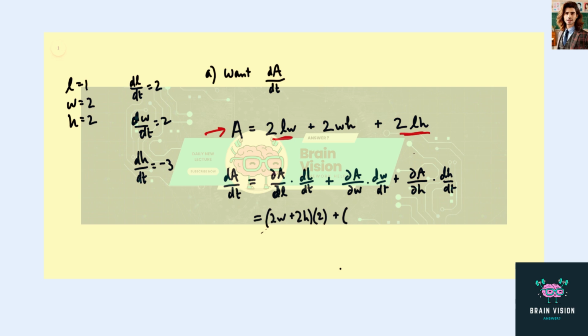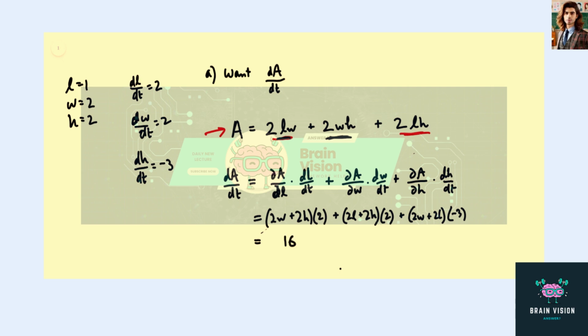With respect to W, this will feel much the same. First term gives us a derivative of 2L. Second term gives us a derivative of 2H. Third term is 0, since there's no W in it. dW/dt is given to us as 2. And finally, partial of A with respect to H. Nothing in the first term. We get 2W from the second term, and we get 2L from the third term, all times dH/dt, which is -3. So now plugging in our current values, W and H are both 2.